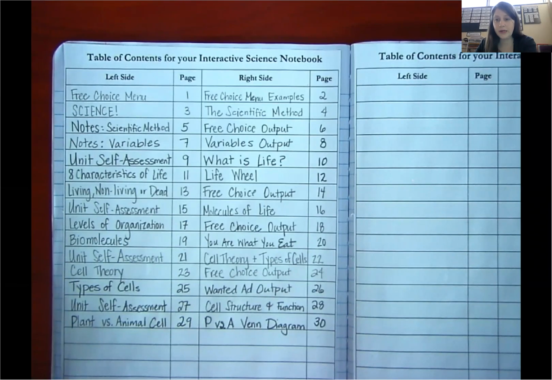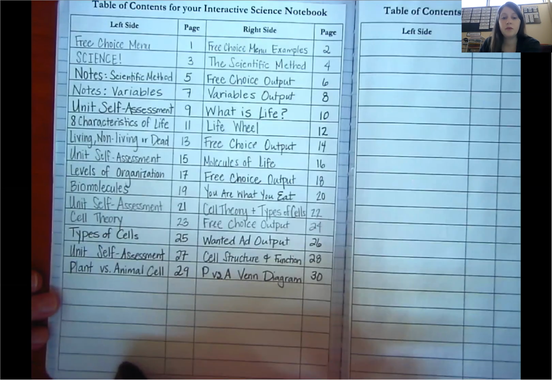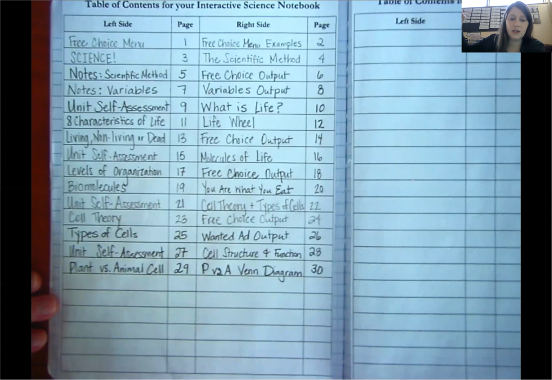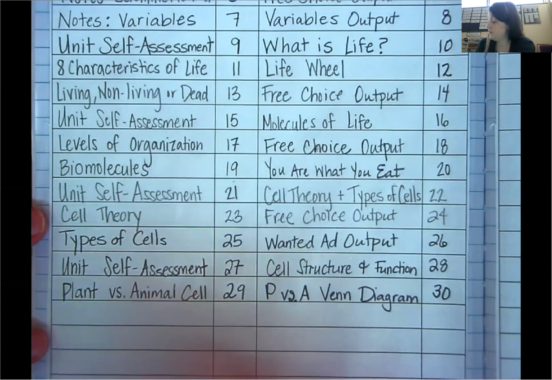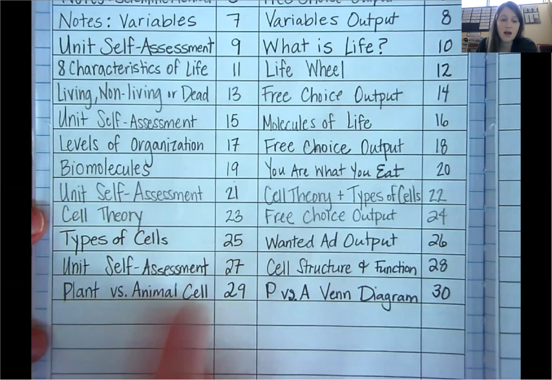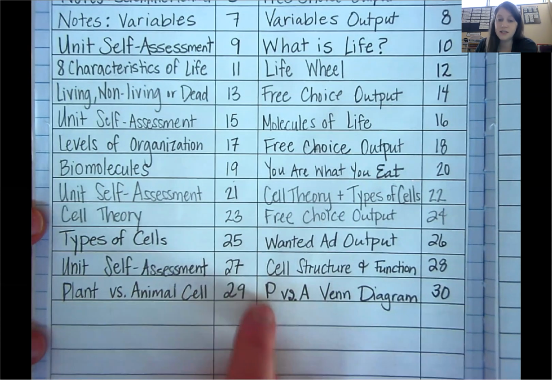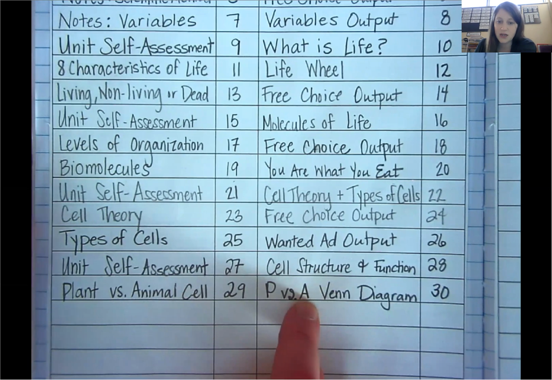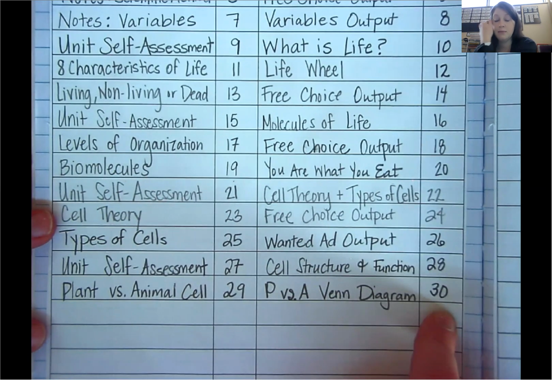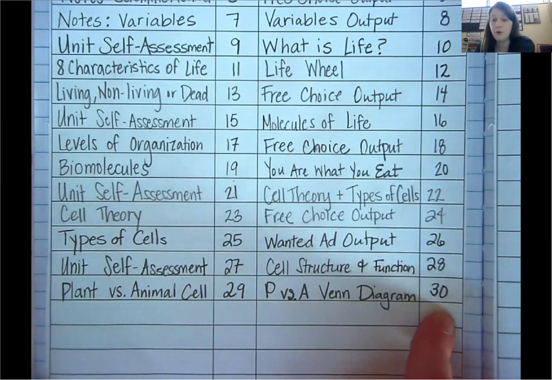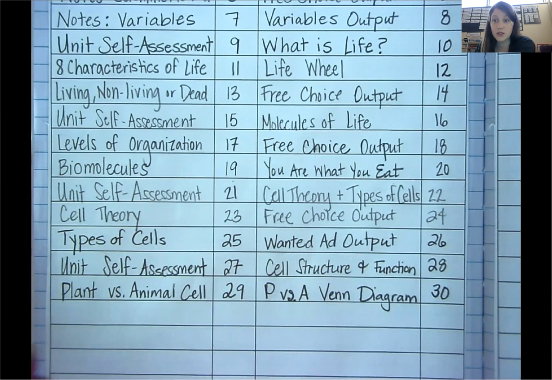Hello, everyone. We're going to be in our science notebooks today taking notes, our first set of notes for this unit. Go ahead and fill in your table of contents. So the first side says plant versus animal cell, and this is P versus A, which just stands for plant versus animal, Venn diagram. And that's going to be on page 30 in your notebook. If you need to pause this to write it down, go ahead and do that now.